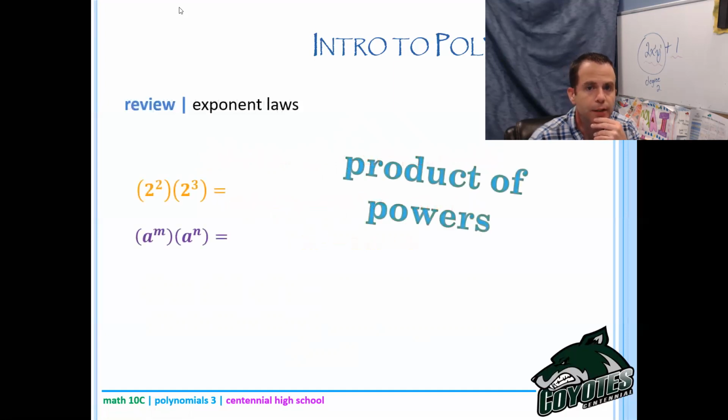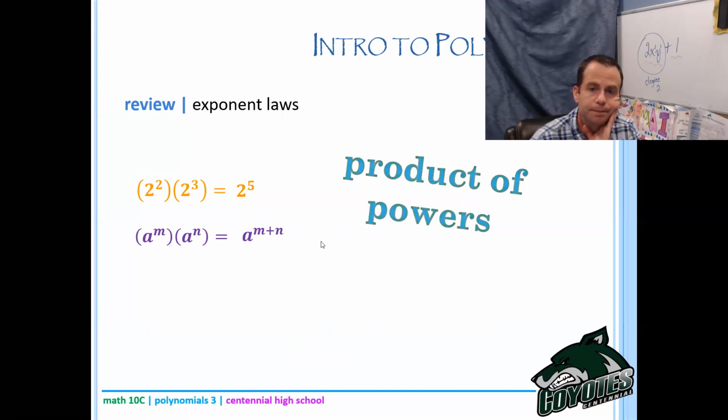Okay, quick little review of some exponent laws that you would have needed to have known in junior high. First one, 2 squared times 2 to the 3. I would want you to tell me that that is 2 to the 5. And the reason it's 2 to the 5 is because when we're multiplying powers of the same base, we add the exponents. So a to the m times a to the n would give me a to the m plus n.